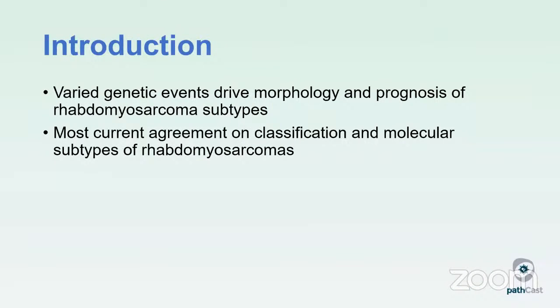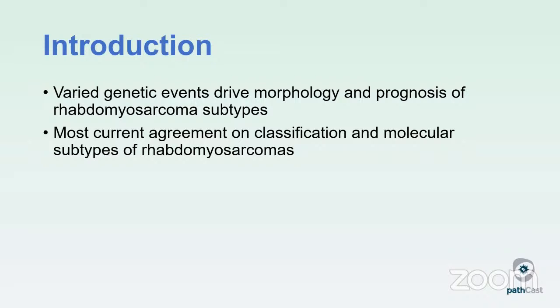In recent years, molecular discoveries, especially the increasing use of sequencing, have greatly improved our understanding of pathogenesis and genetic classification of rhabdomyosarcomas. Currently, an integrative morphologic and molecular approach for diagnosis and subclassification of rhabdomyosarcoma is being encouraged.